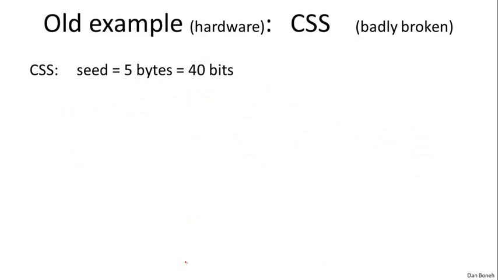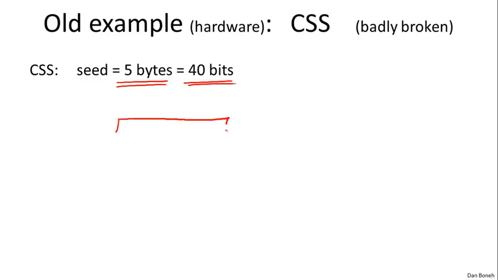So the key for CSS is 5 bytes, namely 40 bits. 5 times 8 is 40 bits. The reason they had to limit themselves to only 40 bits is that DVD encryption was designed at a time where US export regulations only allowed export of crypto algorithms where the key was only 40 bits. So the designers of CSS were already limited to very, very short keys. So their design works as follows.